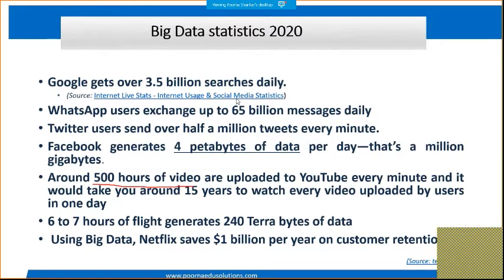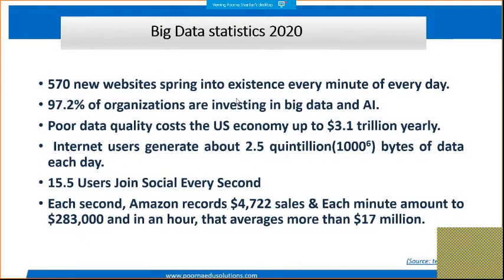A 6 to 7 hour flight, when it is flying from one place to another, generates 240 terabytes of data. And big data: using big data, Netflix is saving $1 million in customer retention. Because CRM, again, is a major important aspect of escalating any business. So through business analytics, suggestions and recommendations, and sentiment analysis, OTT apps like Netflix are generating $1 billion in revenue.